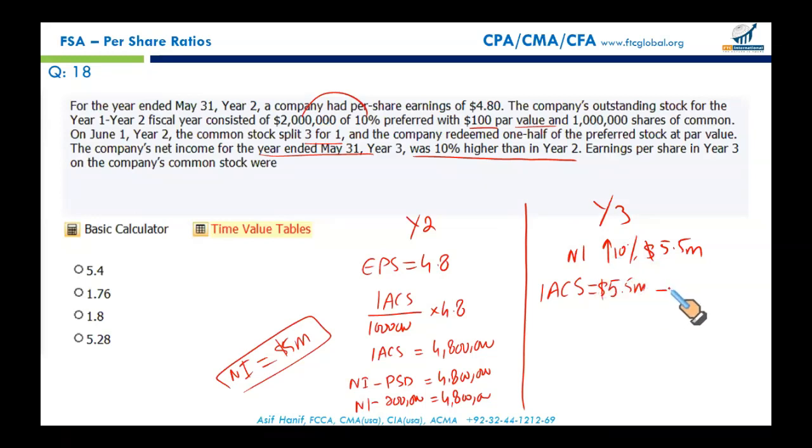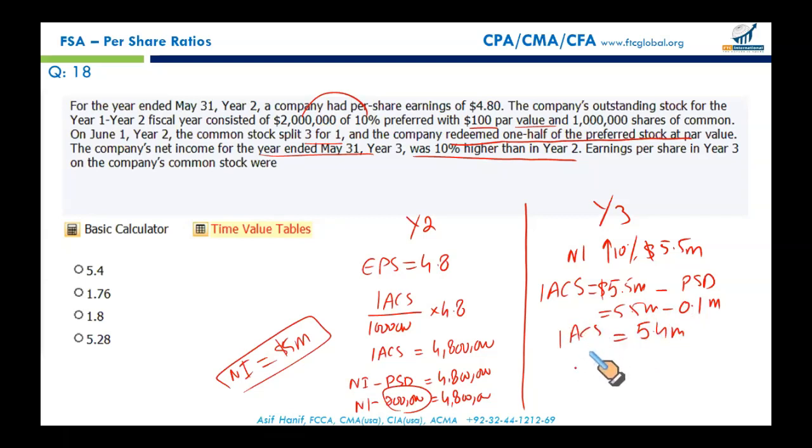From this, I need to deduct the preferred stock dividend, which will be different now because it says 1/2 of the preferred stock was redeemed, which means out of this $2 million, $1 million preferred stock was redeemed. The remaining $1 million requires a dividend at the rate of 10%. So your dividend will fall to half. It was $200,000 last year. Now it will be just $100,000, which means 0.1 million only. So deducting 0.1 million from 5.5 million will give you the income available to common stockholders, which is going to be 5.4 million.